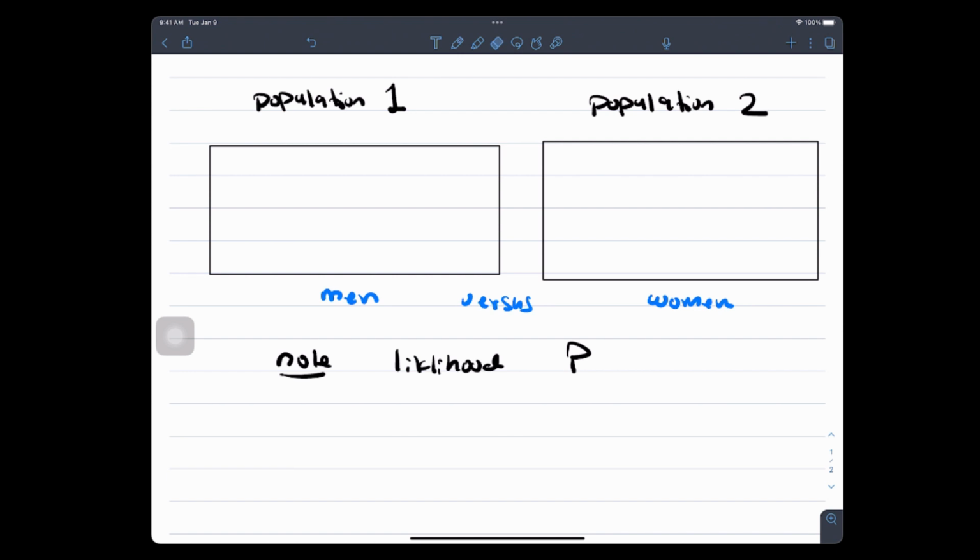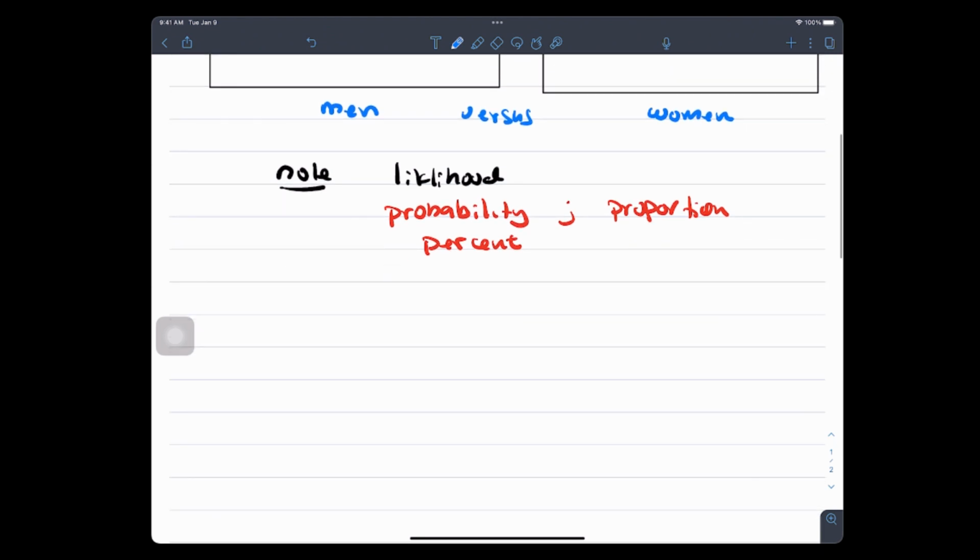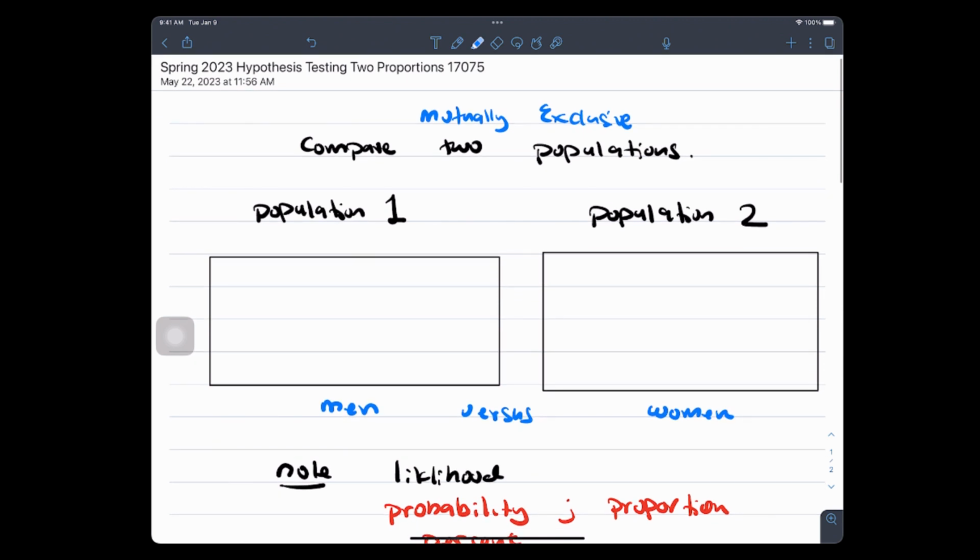What is that letter? Likelihood. Isn't that a probability or a proportion? Right? Percent? So what parameter is that is what I'm getting at. Parameter P. Okay? Estimation calls that a true proportion. Hypothesis testing just says proportion. So that's what we're talking about. We're going to compare proportions today. This is why I say hypothesis testing for 2.